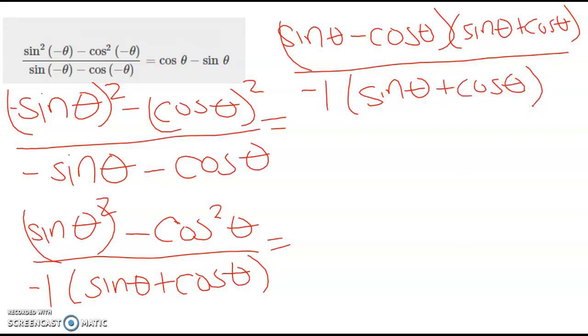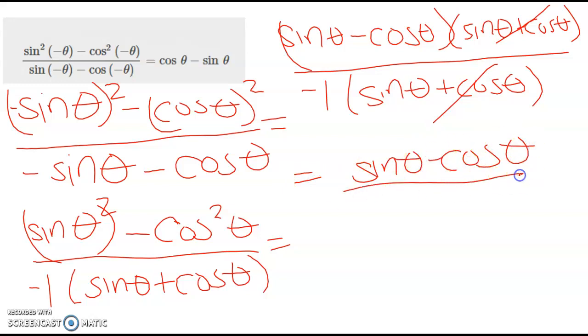All right, so I have a sine theta plus cosine theta up top and at the bottom, so that can cross out. Remember, everything that's in that parentheses, and again, this is a little algebra review, they're a team now because that plus sign is connecting them. So I can't just get rid of the sine theta and the sine theta, I have to get rid of the sine theta plus cosine theta because it's now connected. And so now I'm left with sine theta minus cosine theta all over negative 1.